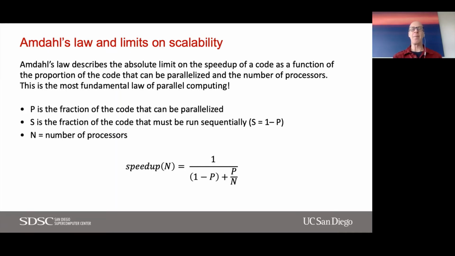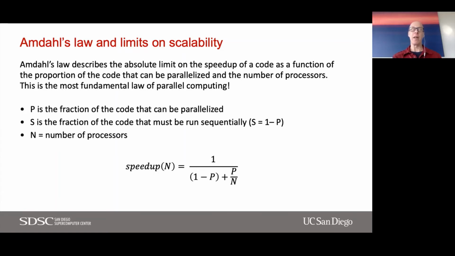It describes the absolute limit on the speed up of a code as a function of the proportion of the code that can be parallelized and the number of processes that are used. So truly the most fundamental law of parallel computing. So let's say that P is the fraction of the code that can be parallelized, and S is the fraction of the code that must be run sequentially. And of course, S plus P are going to equal 1.